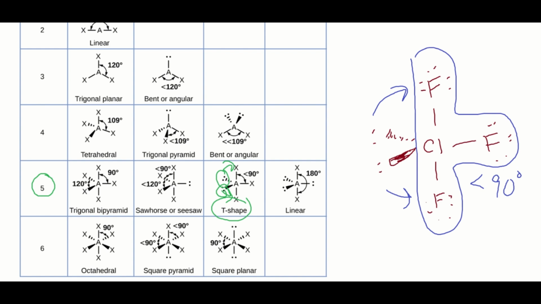So this molecule does have a net dipole because this chlorine-fluorine bond is a polar bond. There's a dipole there, there's a dipole moment there, and there's a dipole moment there. So there's a net dipole this way. So it's a polar molecule.